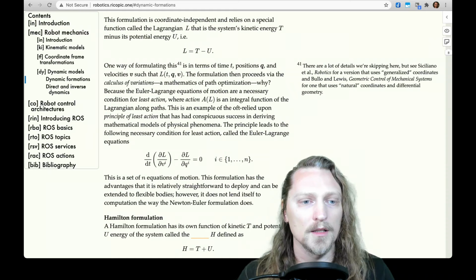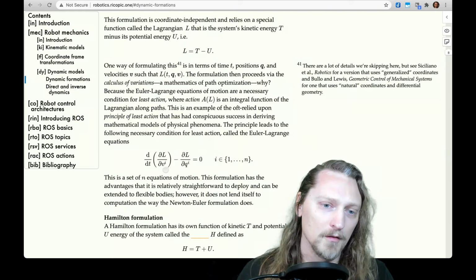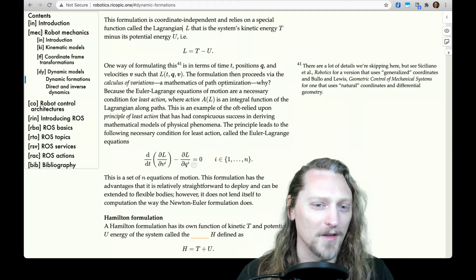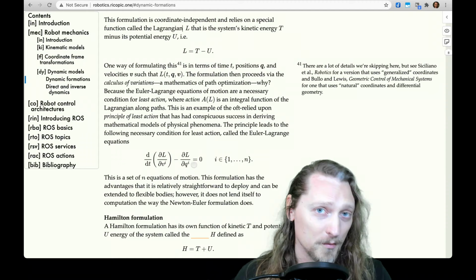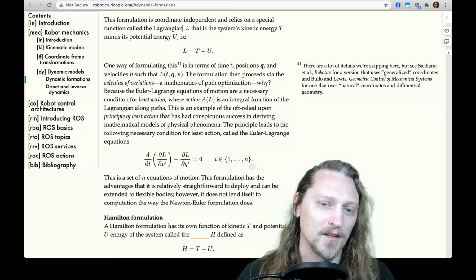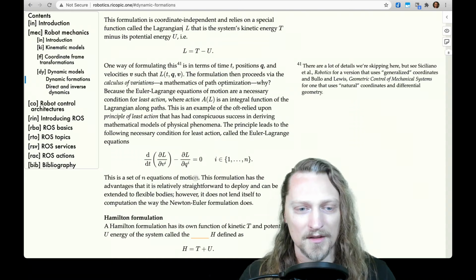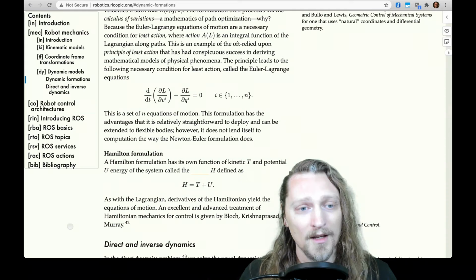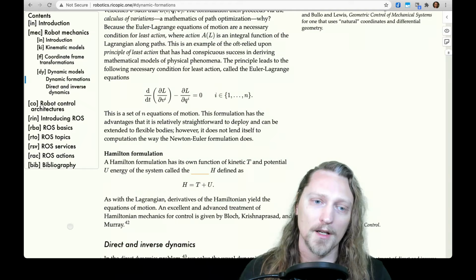We have this time derivative of these partial derivatives of the Lagrangian with respect to the velocity coordinates, and this other term that's negative that are the partial derivatives of the Lagrangian with respect to the spatial coordinates. Now, there are n equations, one for each coordinate, i in this list of n indices. So this is a set of n equations of motion. This formulation has the advantages that it is relatively straightforward to deploy and can be extended to flexible bodies. However, it does not lend itself to computation in the way the Newton-Euler formulation does.